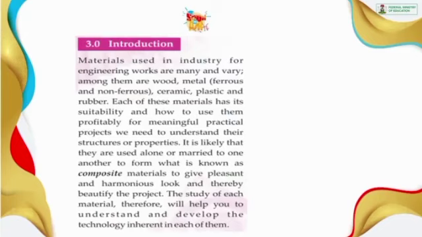Materials used in the industry for engineering works are many and of various types. Among them, we have wood, metal, non-metals, ceramics, plastics, and rubber. Each of these materials has its own suitability and different ways they are used.